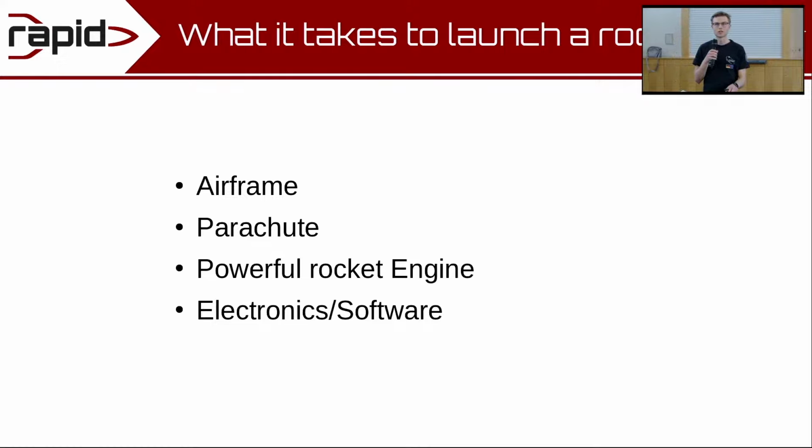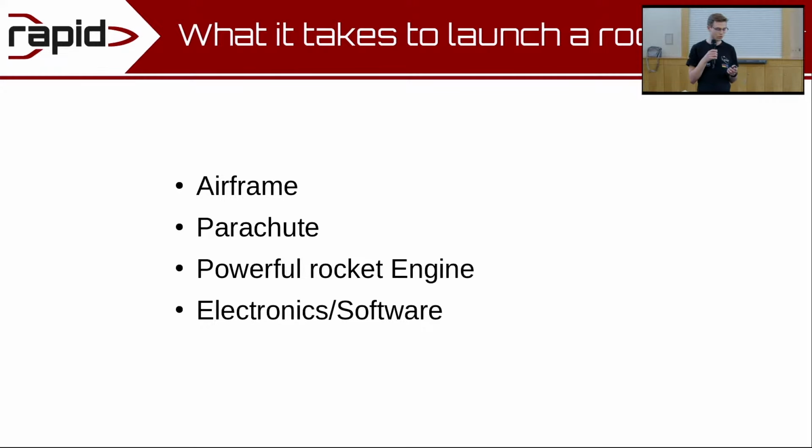That is just a high-level overview, but every rocket needs an airframe, the outer frame that gives the rocket the shape of a rocket. Of course, you need electronics to stay in touch with the rocket and to control it. You need a parachute. We already talked about that. Otherwise, it's not a rocket. And you need a motor to lift up.